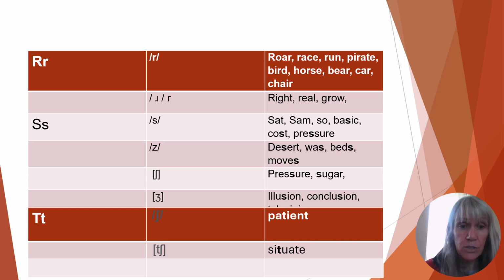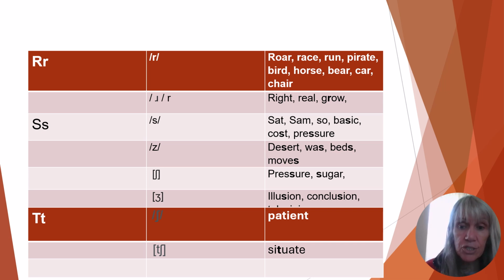S can make 1, 2, 3, 4 sounds. It can make the s sound, as in sat, Sam, so, basic, cost, pressure. It can make the z sound, as in dessert, was, beds, and moves. You hear more of a friction there.